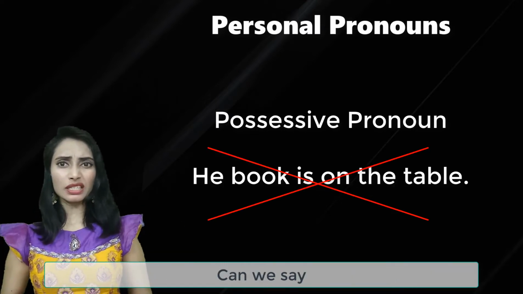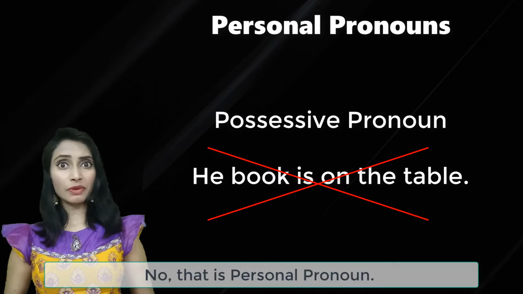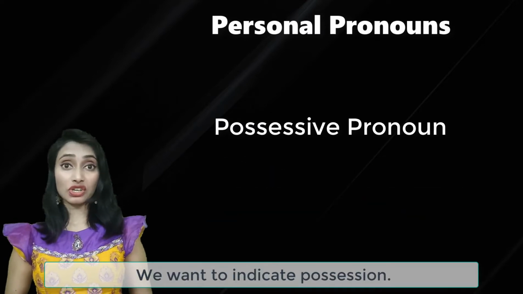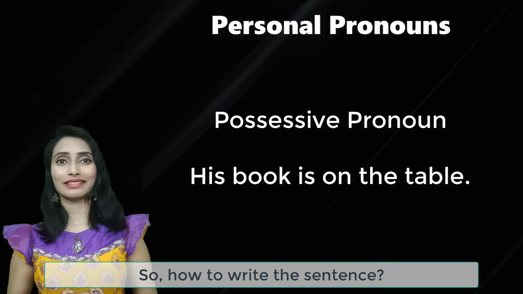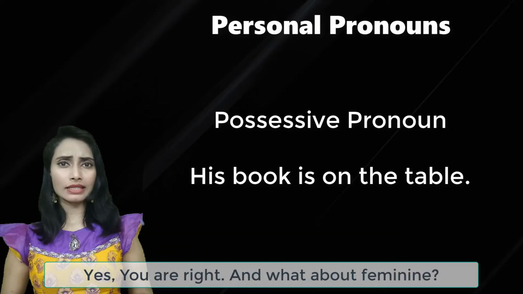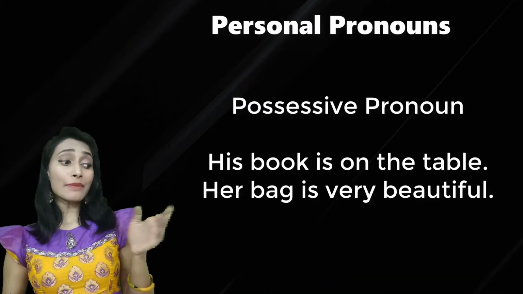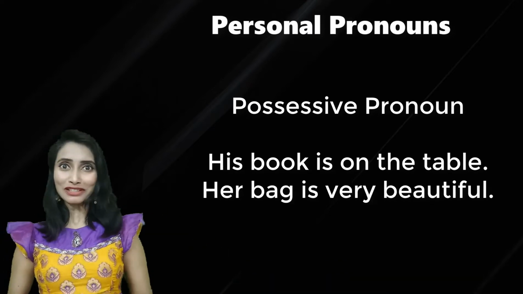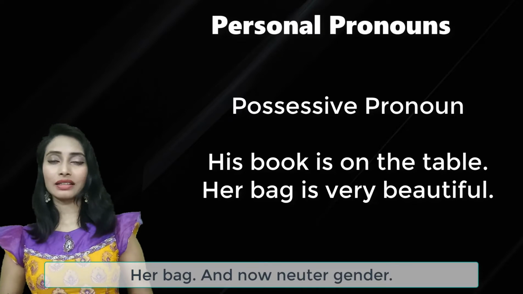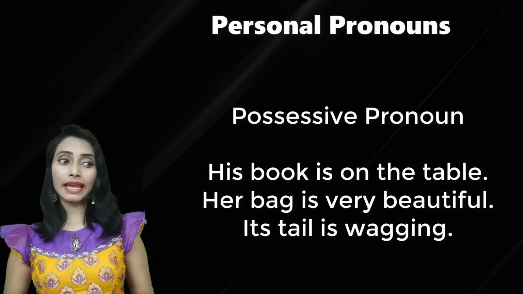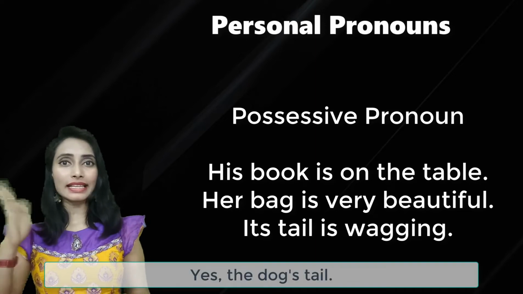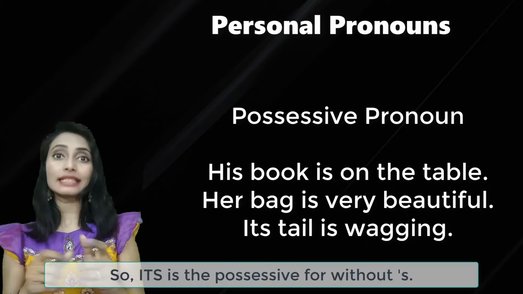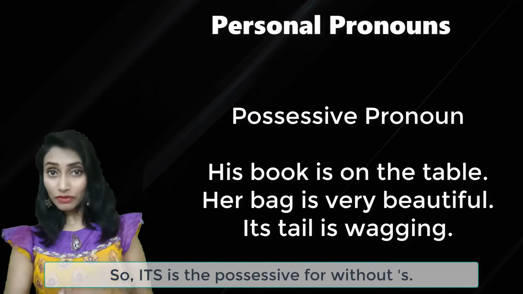Can we say he book is on the table? No, that is a personal pronoun. We want to indicate possession. So how to write the sentence? His book is on the table. Yes, you're right. And what about feminine? Her bag is very beautiful. Her bag. And now neuter gender. Its tail is wagging. Yes, the dog's tail, its tail is wagging. So its is a possessive form without apostrophe s.